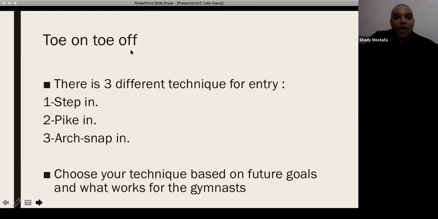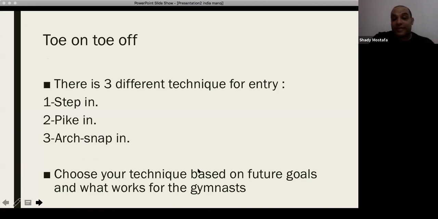Okay. Now toe on, toe off, and shoulders. As I said, there are 3 different techniques for entry: step in, pike in, arch snap in. If you see the World Championship or Olympics or all the new techniques of the world, 95% have arch snap in. I'll demonstrate with video. I'll even give some drills, but 90 to 95% have arch snap in.